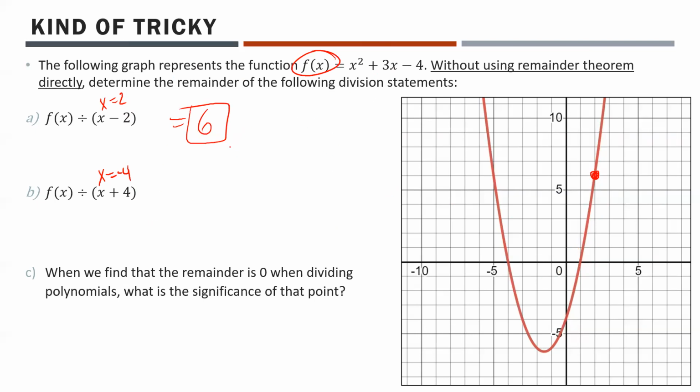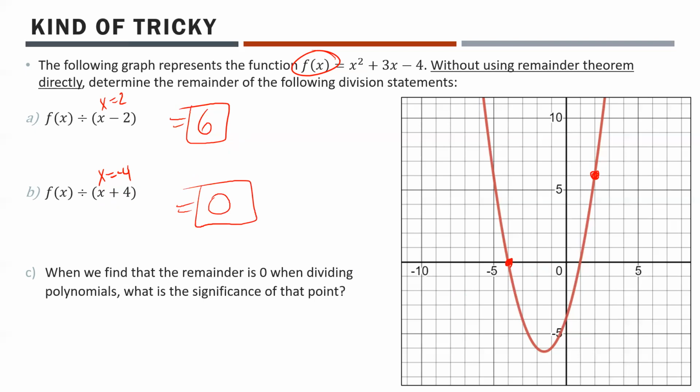So again, that's just the remainder. It's just the remainder theorem, right? What about this one? x plus 4 is the one we're checking, so we have to check x equals negative 4. Well, if you look on your graph, x is negative 4 right here. The y value on that is 0. So the remainder in this case would be 0.